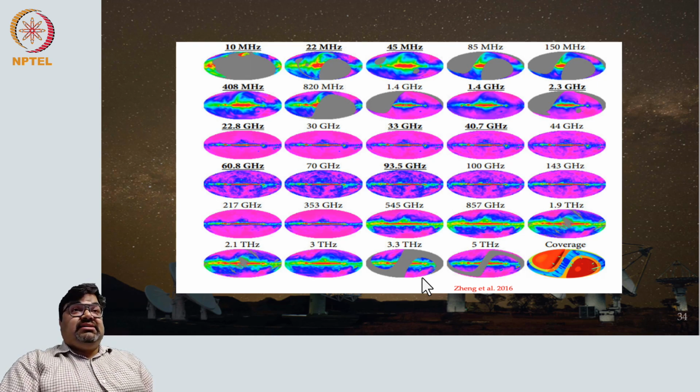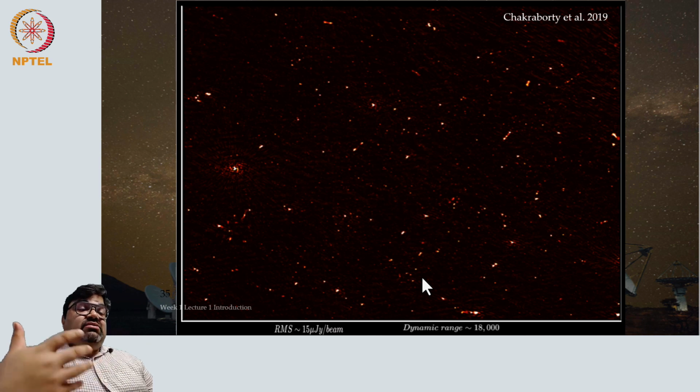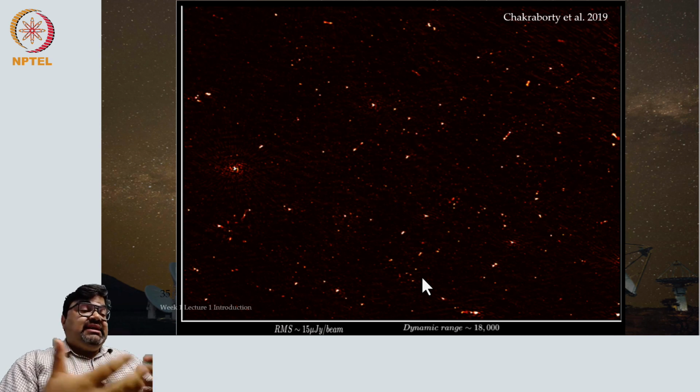Extrasolar planets: is there life which exists outside the Earth? Is there intelligent life which exists? And why not? So, several things, and radio astronomy plays an extremely crucial role in all of them. You can make very deep radio maps. That's what these telescopes are going to do. GMRT does, as you can see here in this slide.